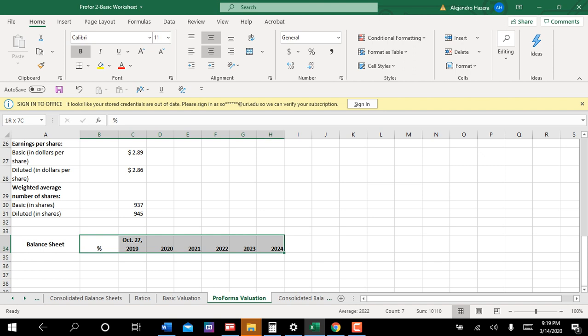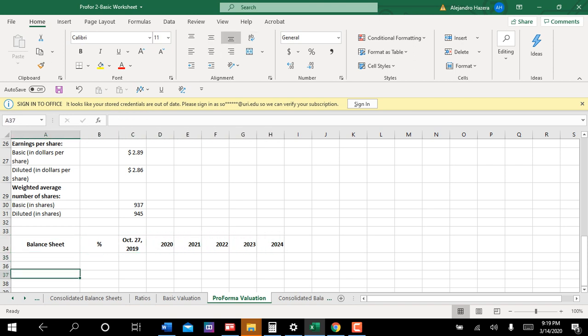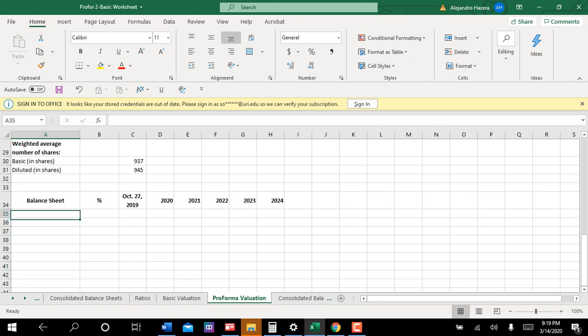I'm just cleaning up here a little bit. Okay, so our balance sheet is going to be, obviously, for the same date. We've got our percentages, and we're going to project the balance sheet out 5 years. But we're just in the setup mode in this video. We're not going to finish the entire balance sheet and financial statements. That's going to be the next video.